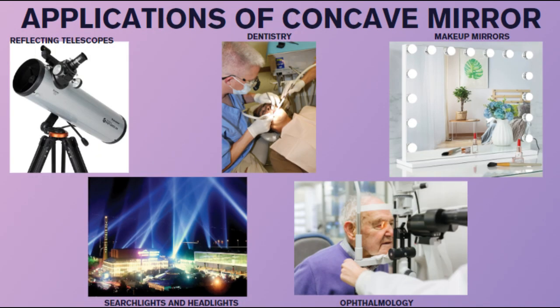Applications of concave mirror. Reflecting telescopes. Concave mirrors are used in reflecting telescopes to gather and focus light from distant celestial objects. They serve as the primary mirror, reflecting incoming light rays to a focal point where they are collected and analyzed. Reflecting telescopes offer advantages such as large apertures, compact designs, and minimal chromatic aberration, making them essential tools for astronomical observations.